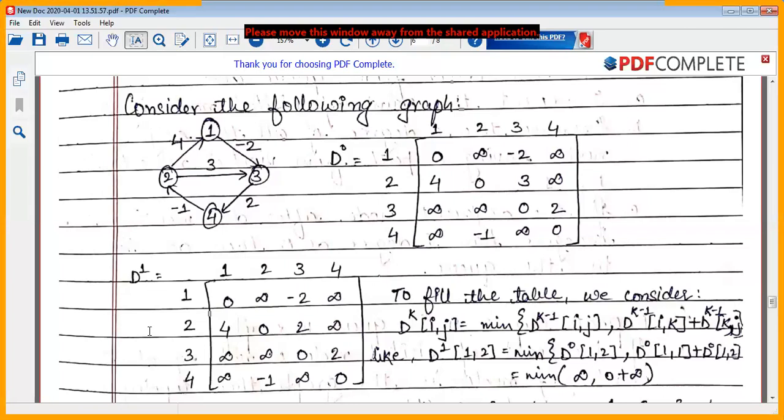So for 2 comma 1, apply the formula. You will get the same answer because we are inside the same column. So I'm not going to check that. We will directly go to 2 comma 3.